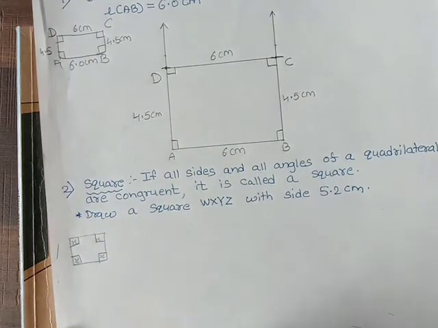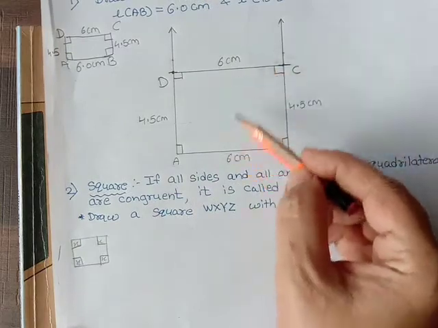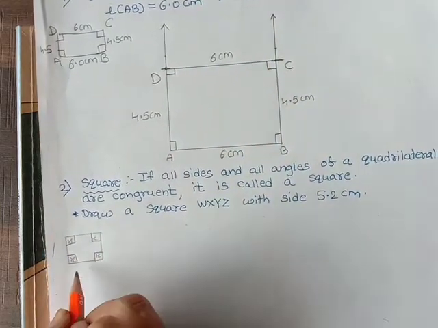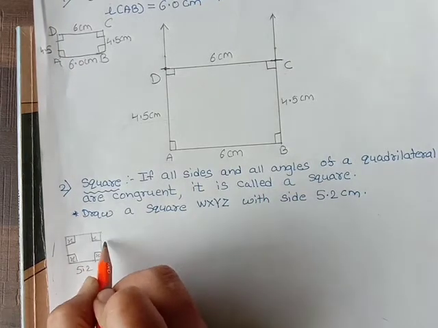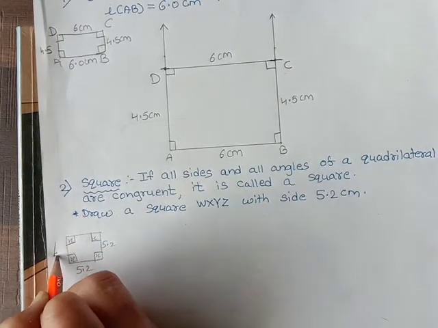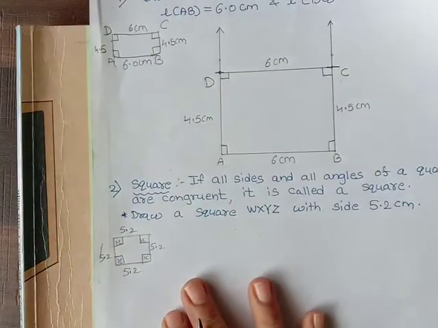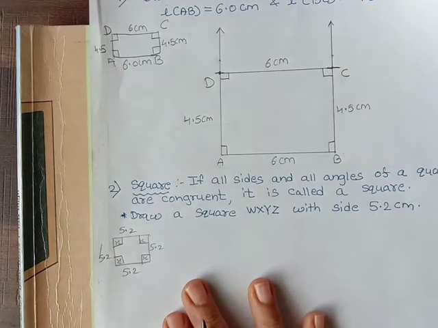Is this clear? But in a rectangle only opposite sides are equal. Here all the sides are equal. Now what is the length? 5.2. So if this is 5.2, this also will be 5.2. This is also 5.2 and this is also 5.2. So let us first understand the properties of a square.